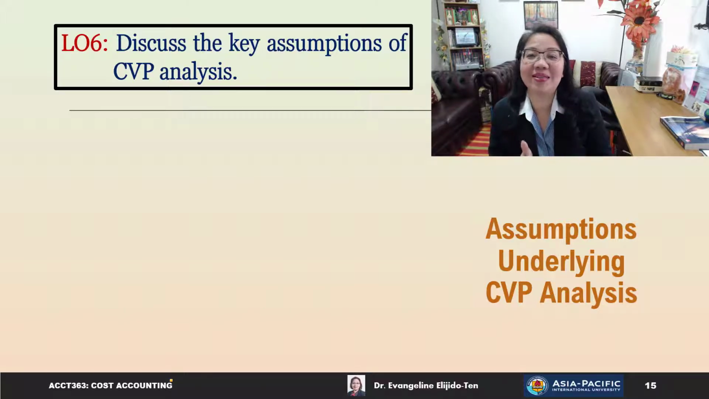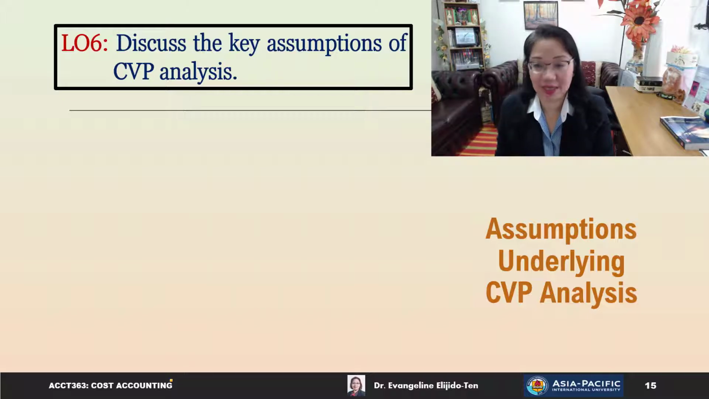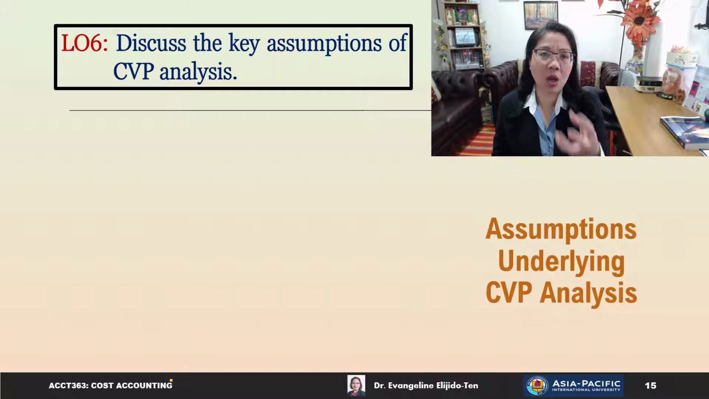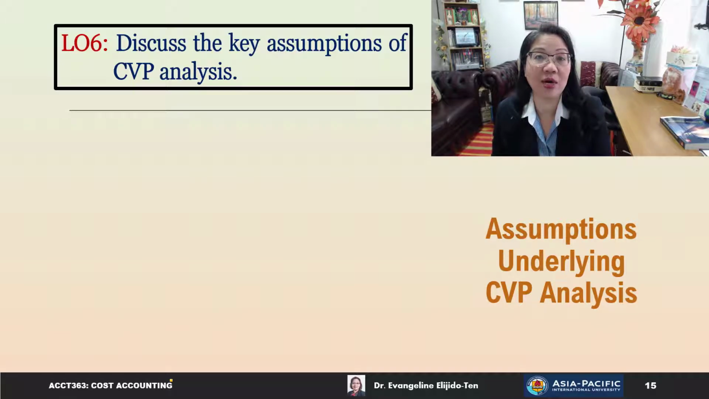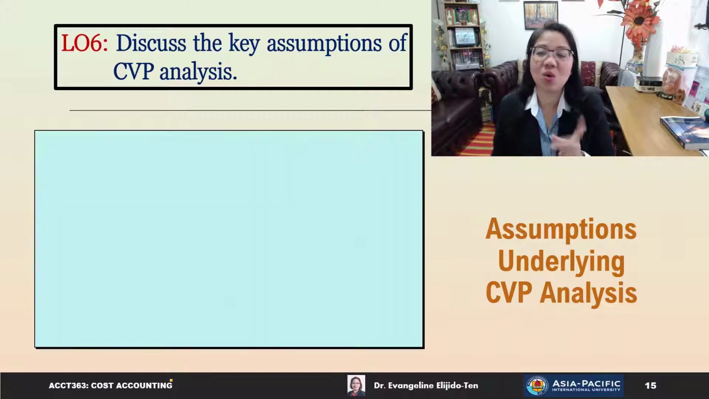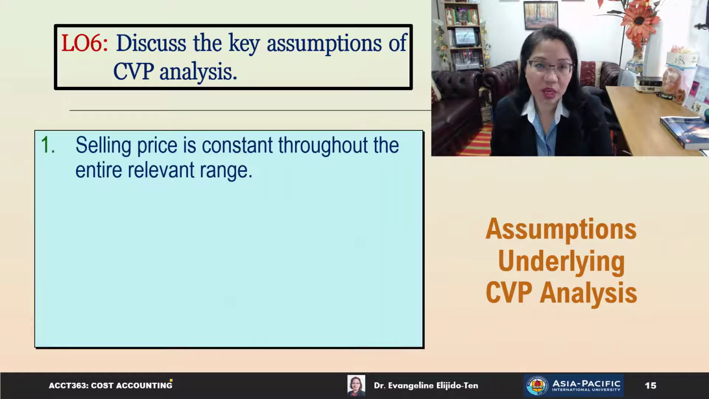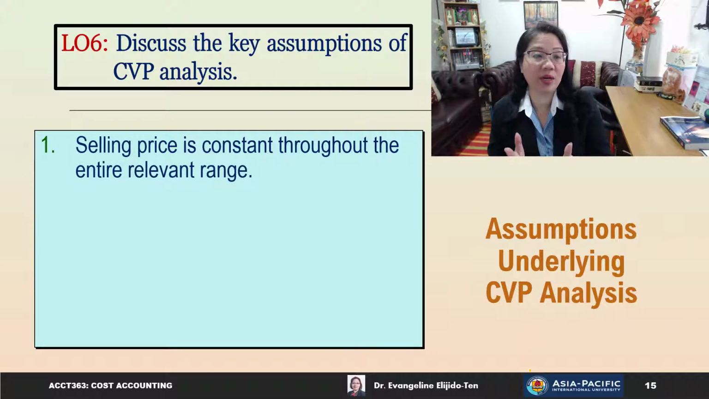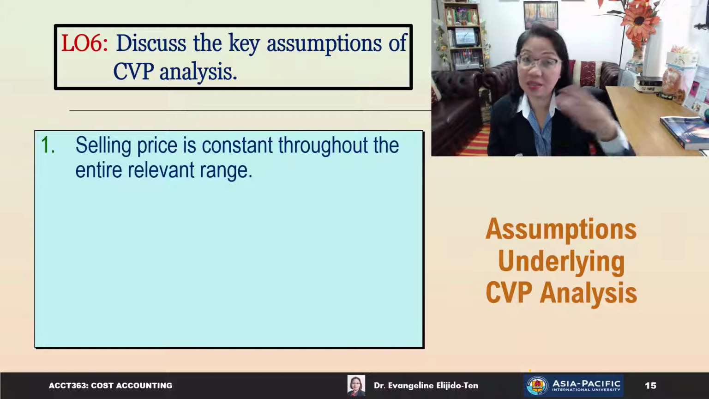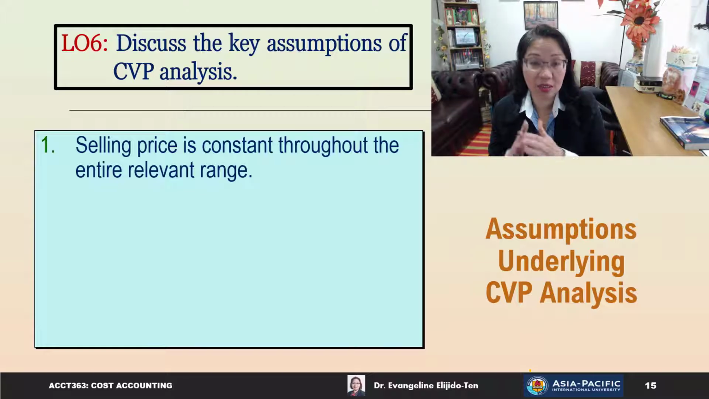So it's important that when you are conducting CVP analysis, you know these assumptions and that these assumptions hold true in order for your analysis to be correct. So what are these assumptions? Number one, we assume in our CVP analysis that the selling price is constant throughout the entire relevant range. So this means that the price of the product or service will not change as the sales volume varies as long as it is within the relevant range.